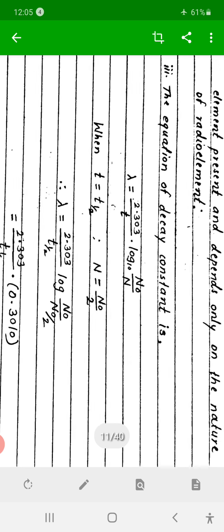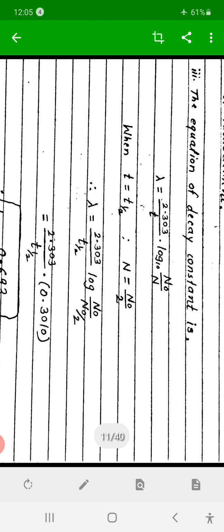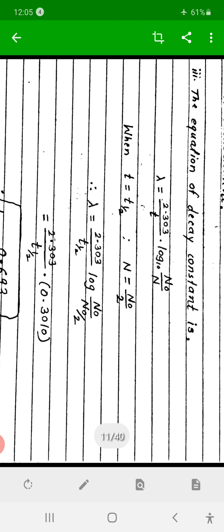Whether that one is radon, or uranium, or polonium, that means if the nature of the element changes, the half-life changes. Then we know the equation for decay constant: lambda is equal to 2.303 upon t into log base 10 of N0 upon N. Then we convert this equation to the equation for half-life time.